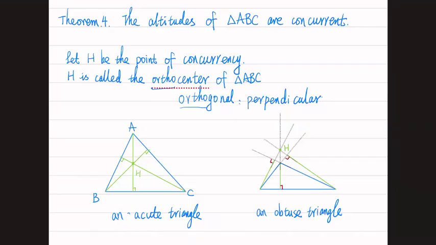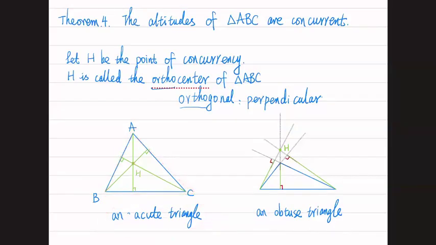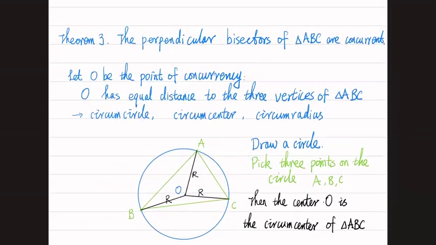You can see there's different situations. For an acute triangle, the orthocenter lies inside the triangle. But for an obtuse triangle, the orthocenter lies outside of the triangle. It's very different from the previous three types of centers. If we go to the previous one, the circumcenter always lies in the triangle.